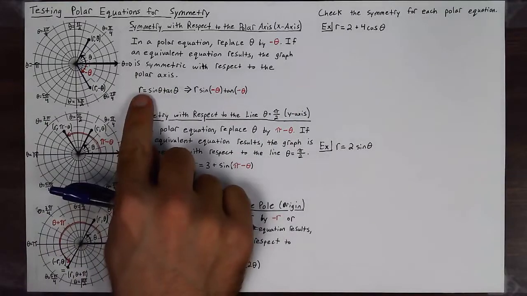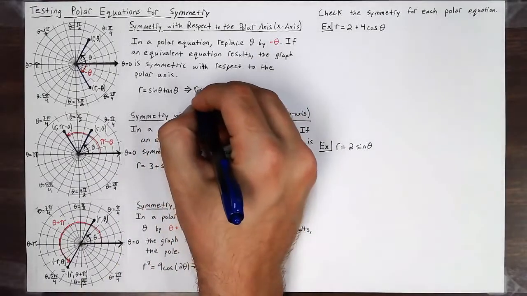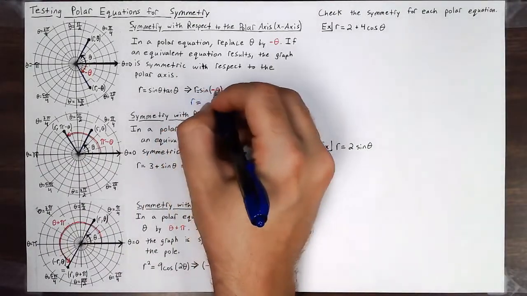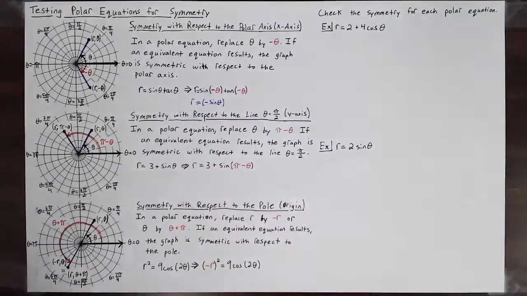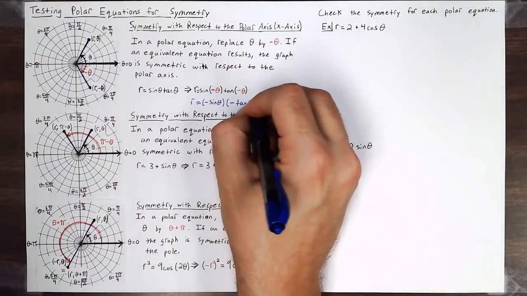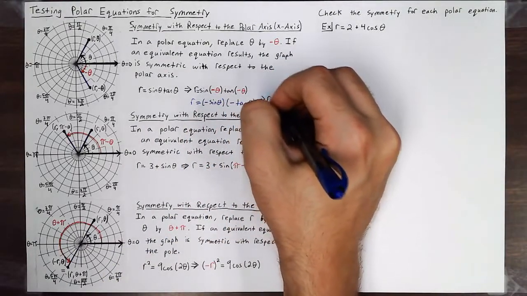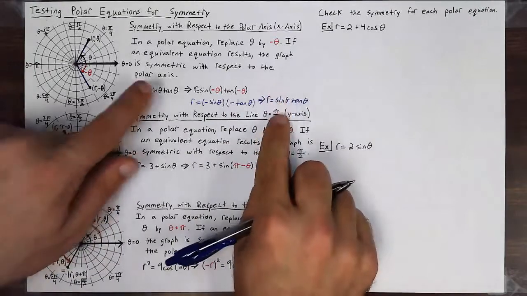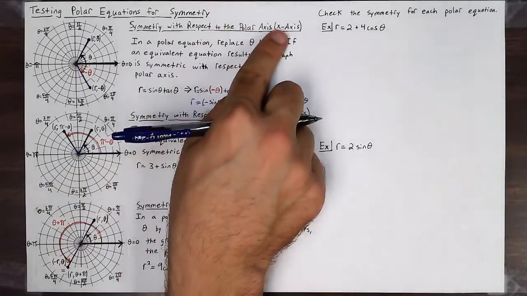So you'll see here we have r = sine theta tangent theta. If I plug in negative theta, I can get r is equal to... sine is an odd function, so that's negative sine theta, and tangent of negative theta is also an odd function, so I can rewrite that as negative tangent of theta. Then negative sine theta times negative tangent of theta is equivalent to r = sine of theta tangent of theta, which is the same equation. So this function would be symmetric with respect to the polar axis.